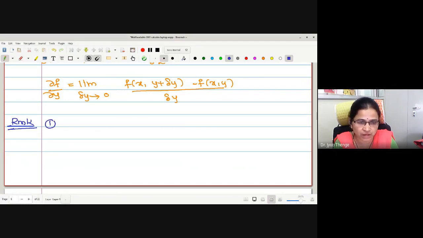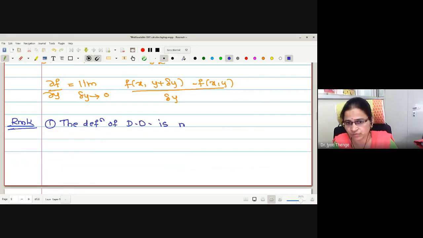The first remark says that the definition of directional derivative is meaningful if u is not equal to 0. So generally we are considering u not equal to 0. Let us check what will happen if that u is taken to be 0. Let us check what happens if you put u equal to 0 in the definition.